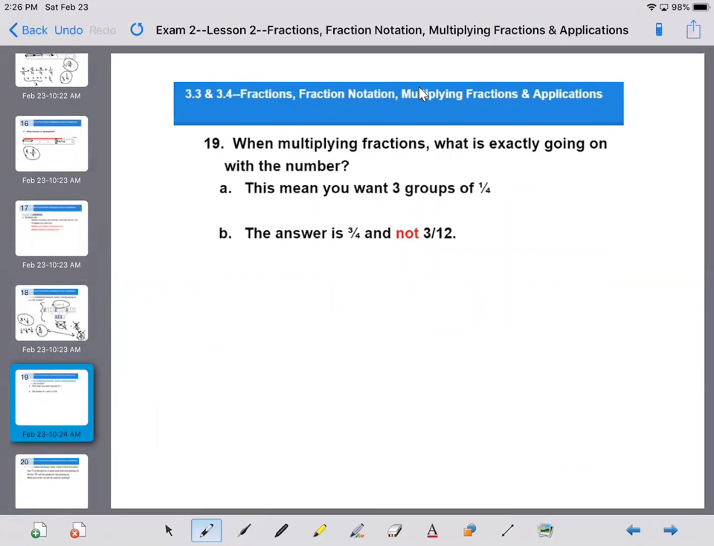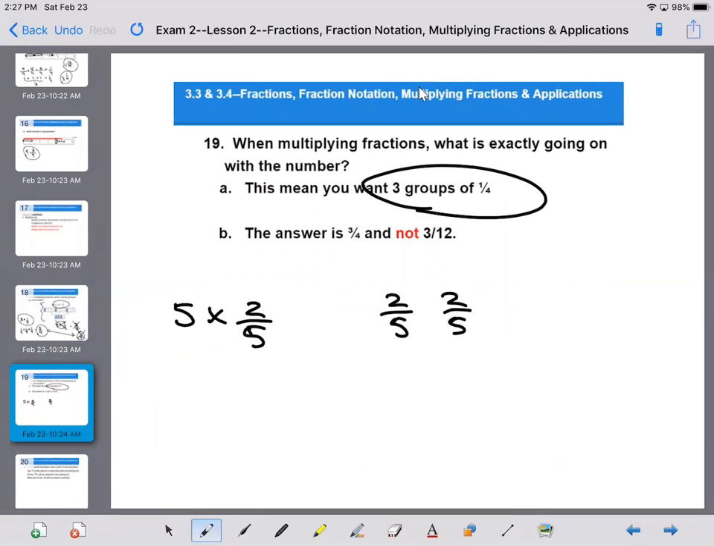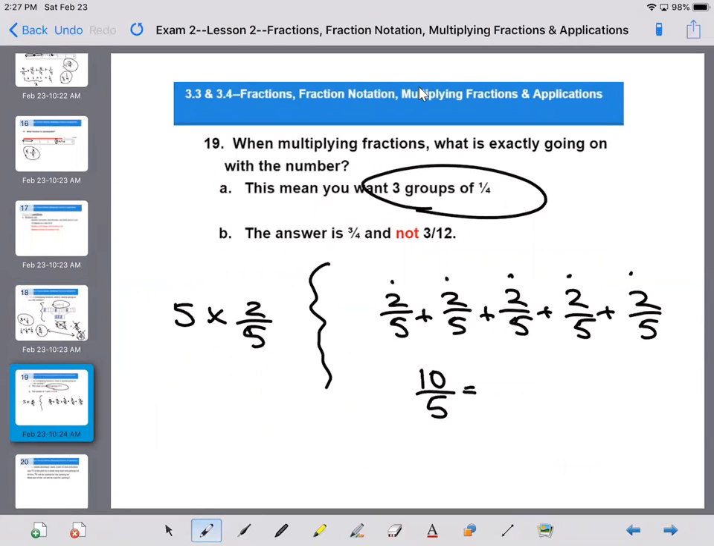That's what I like to talk about, groups of. So if I have 5 times 2/5, that just means I've got 5 groups of 2/5. And when you add all those together, this is repeated addition. That's why we like to do multiplication. But this would be 2, 4, 6, 8. This would be 10/5, or equal to 2 to 1, or just 2.